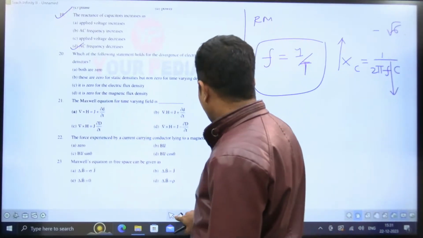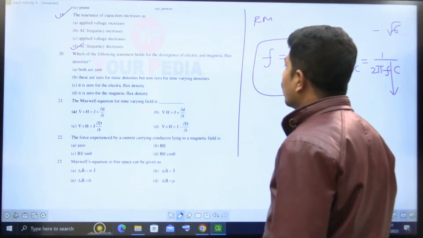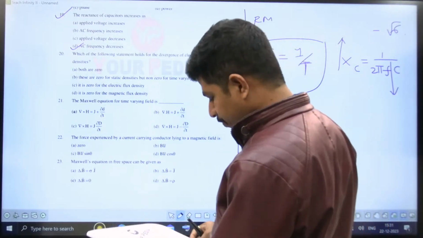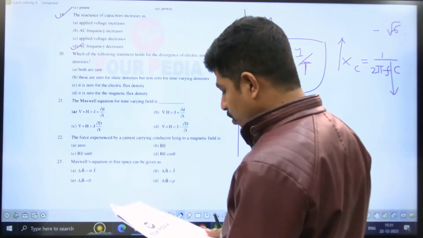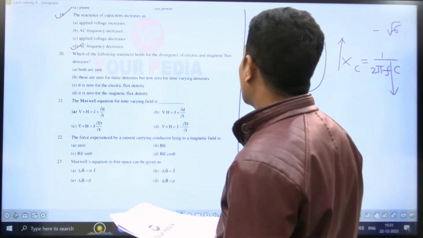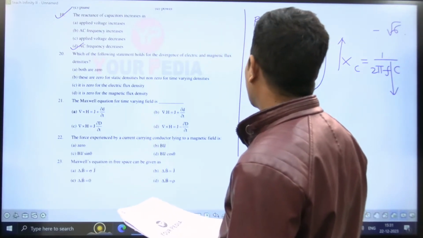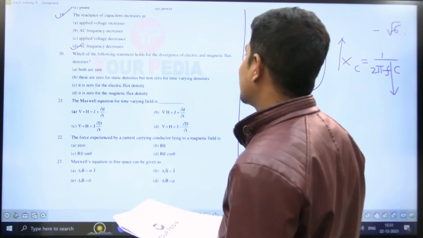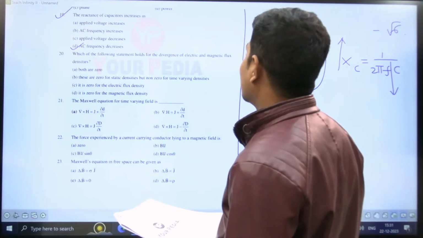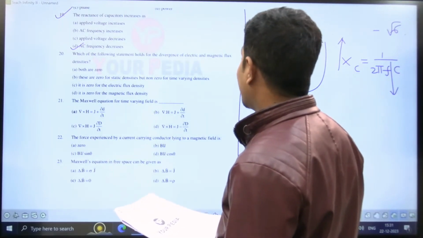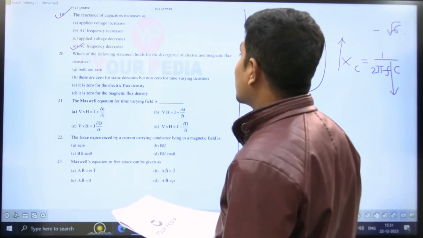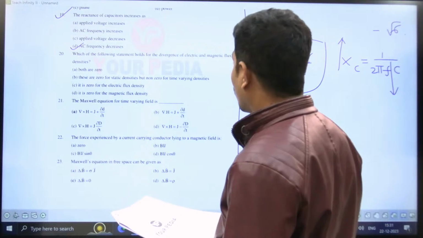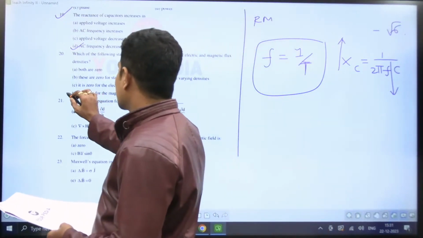Next, which of the following statements holds for divergence? Question number 20, right? Let me read it clearly. Which of the following statements holds for the divergence of electric and magnetic flux densities? Both are zeros? No. These are zeros for static densities but non-zero for time-varying densities? No. It is 0 for the electric flux density? No. It is 0 for the magnetic flux density.